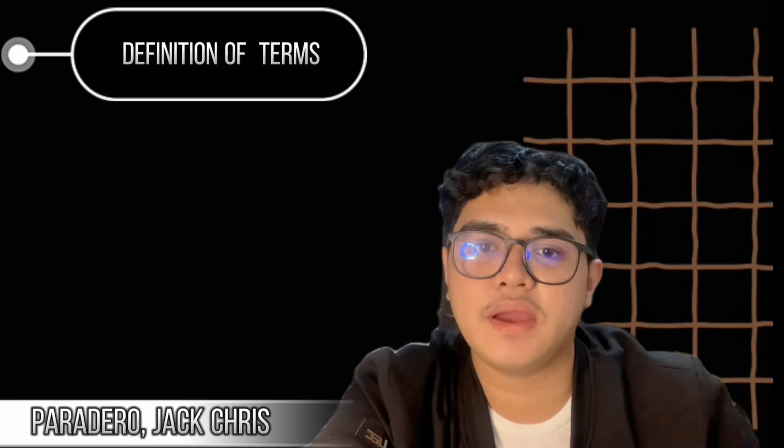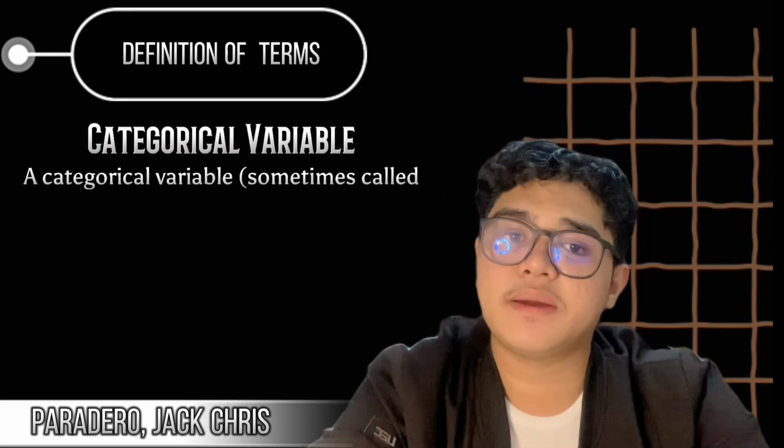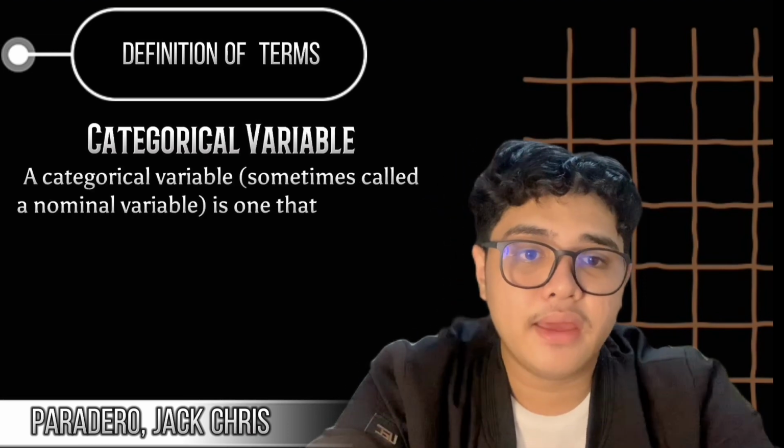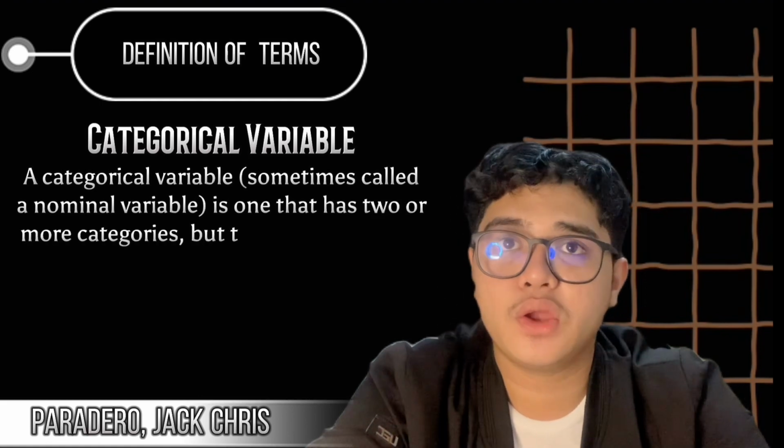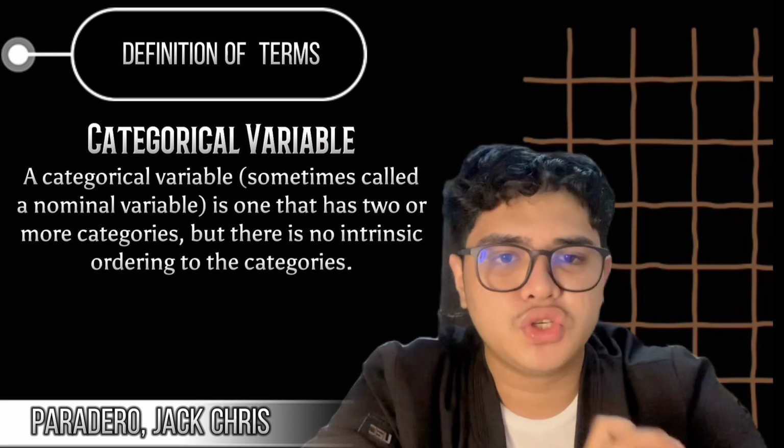Next to that we have the categorical variable. When we talk about the categorical variable, this is sometimes called a nominal variable. This is one that has two or more categories, but there is no intrinsic ordering to the categories.